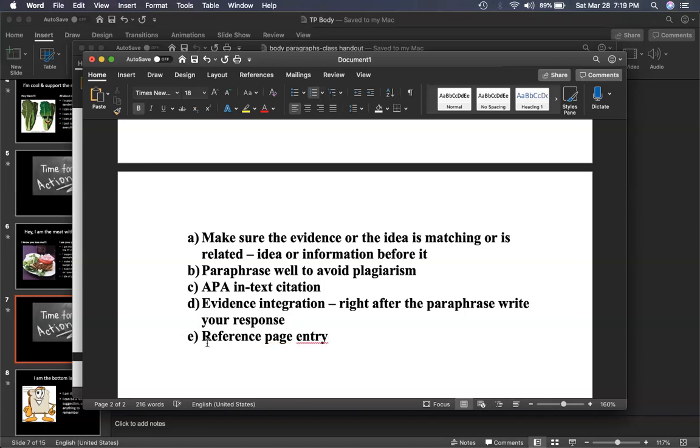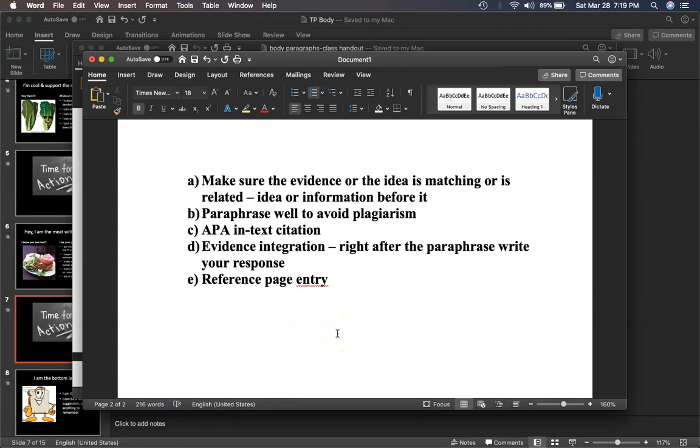So you'll give the whole information on the references page also as well. Okay, so these are the 5 things actually you need to do. Now let's go and look at the student work.